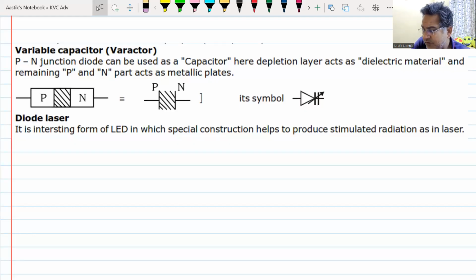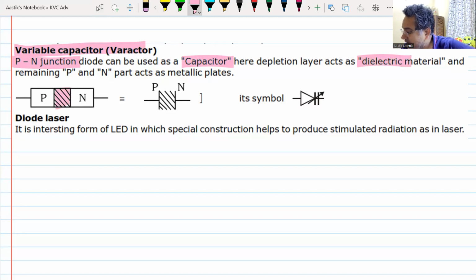Then you can also note down this, may not come. Variable capacitor: a PN junction diode also acts as a capacitor. This depletion layer actually acts like a dielectric, and this is the symbol. This diode LED can also be used as a laser. You may not know this. You can just write that this PN junction can be thought of as a capacitor. I'll give you a minute.